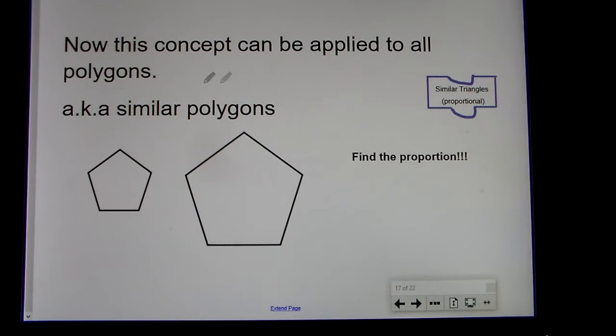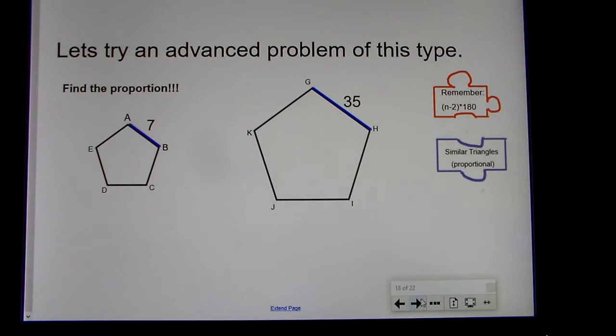Now this concept applies to all polygons here. So that includes pentagons and hexagons and so on and so forth. So let's try an advanced problem type. Find the proportion. So notice here, I give you 2 pentagons. We talked about the importance of side lengths. Now I highlighted here in blue AB and GH. Those 2 sides are the proportional sides that I'm giving you here.